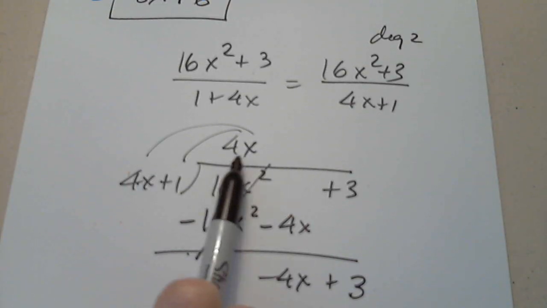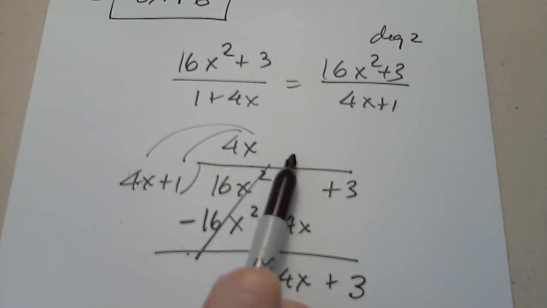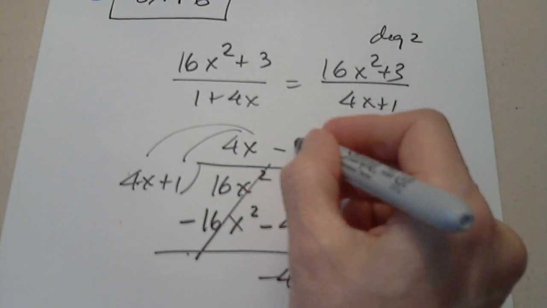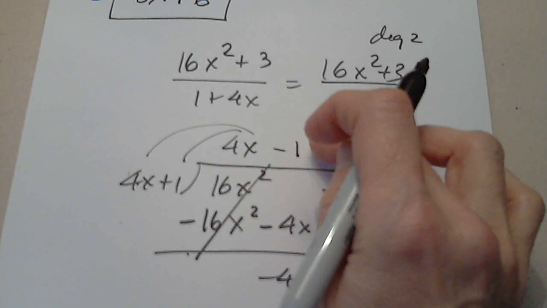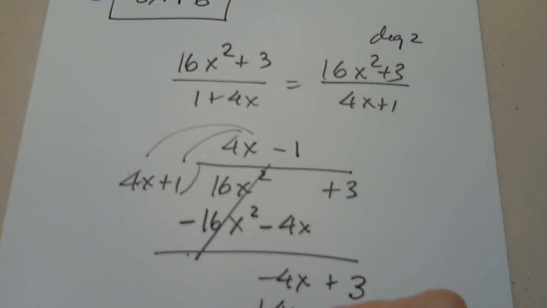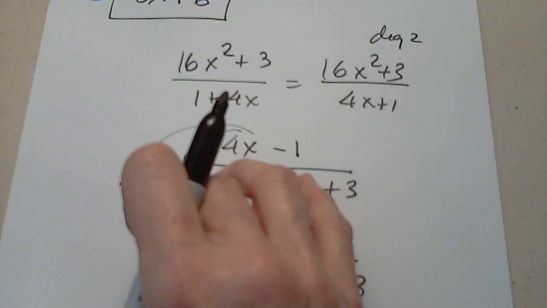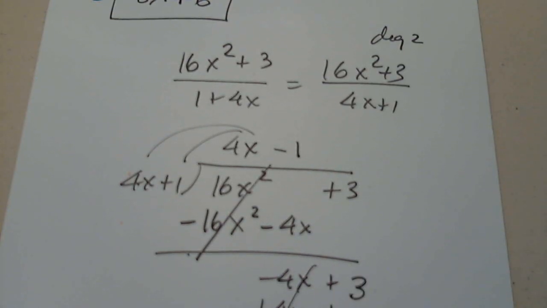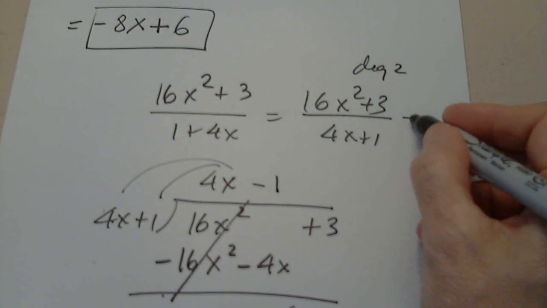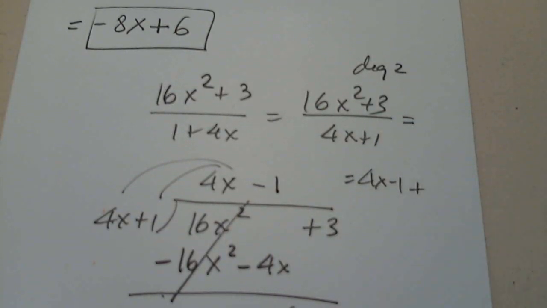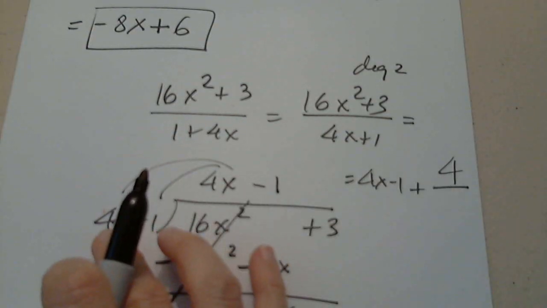4x, if this is degree 1, the next one has to be degree 0. 4x times what is negative 4x? So it's negative 1. I do not lie at the top. Negative 1 times 4x is negative 4x. I have to change. Negative 1 times 1 is negative 1. I have to change. So I box in 4. So the answer is the quotient, 4x minus 1, plus the remainder over the divisor.